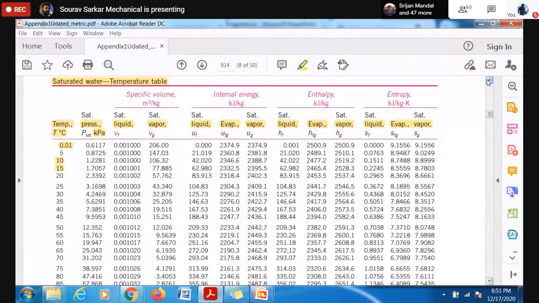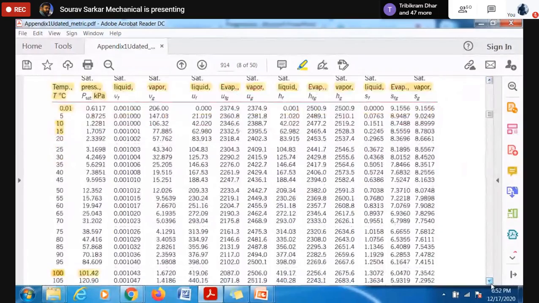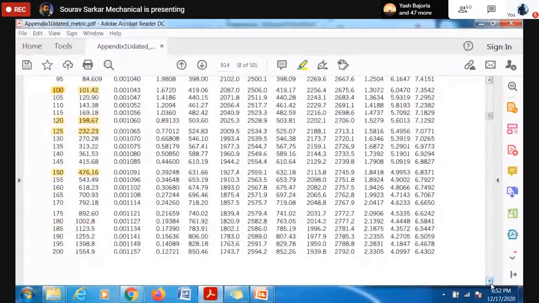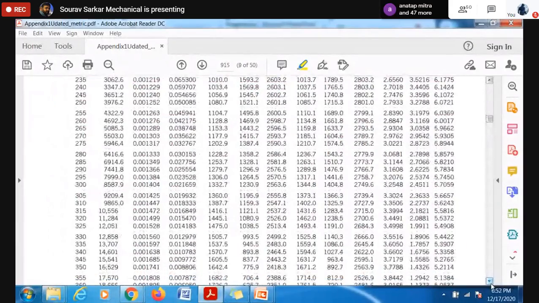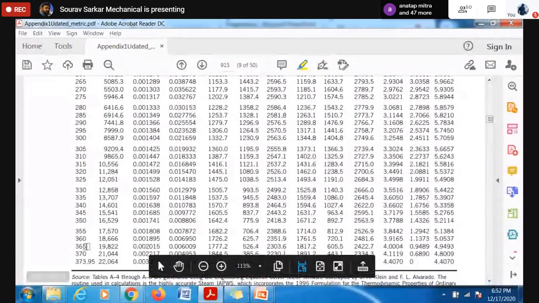Sir, in both the tables, the saturation temperature is maximum at 373.95 degrees centigrade. Exactly. What is the specialty in this case? That is the temperature of the critical point. I told you in the first class on phase change that there is one temperature that is called the critical point. After that, there is no phase change. Can you recollect this? Yes, sir.